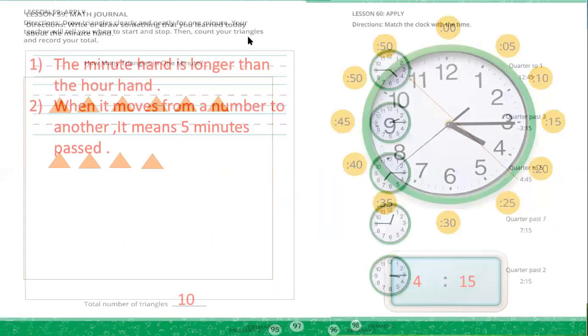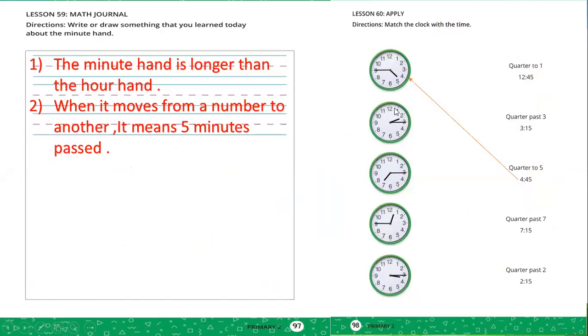The next one, the long hand points to 3. So here it is o'clock, half past, or quarter past. If the long hand points to 3, it will be quarter past. Quarter past what? The short hand tells me the exact number. So it will be quarter past 2. The third one, the long hand points to 3, so it means quarter past. Quarter past what? Look at this short hand. Quarter past 7.